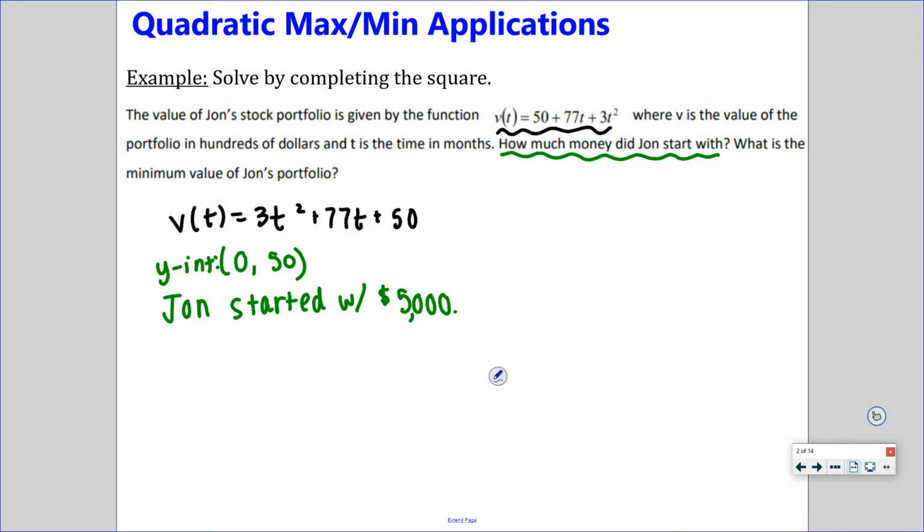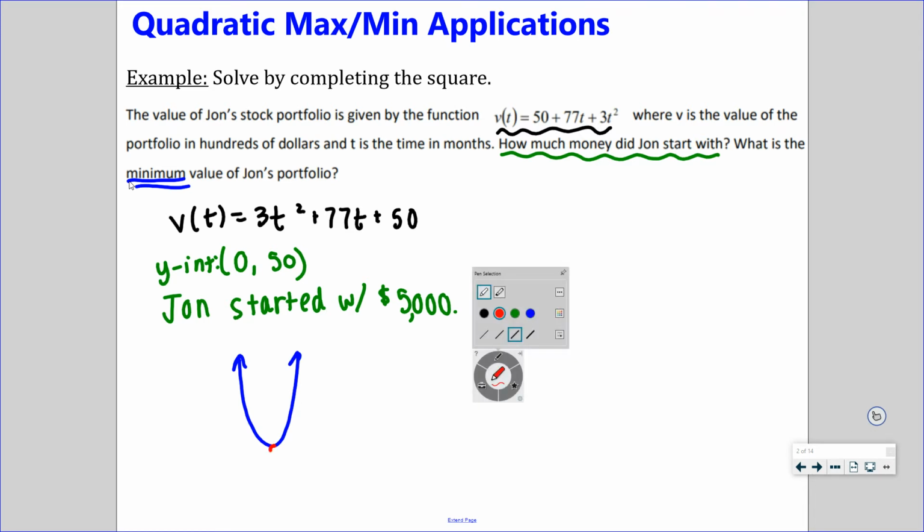What is the minimum value of John's portfolio? All right, let's picture this on a graph for a second. What type of graph will this be? Happy face or sad face? Happy face, positive leading coefficient. So if we were to graph it, it'd be kind of skinny. What point on here would be the minimum point? The vertex, right? The lowest point, the minimum point, would be the vertex.